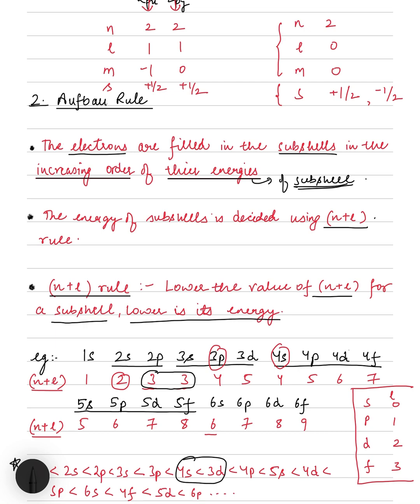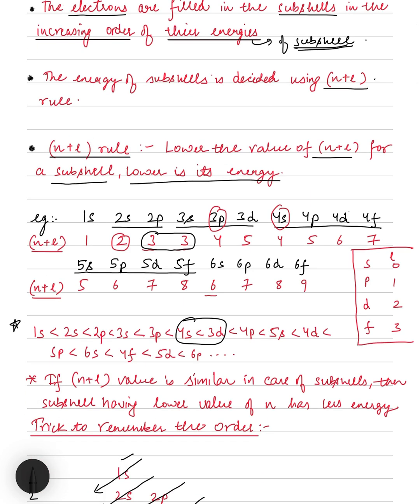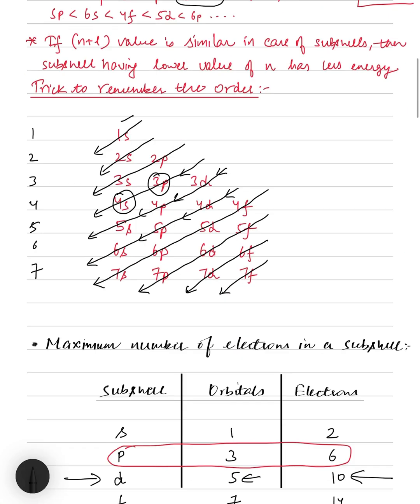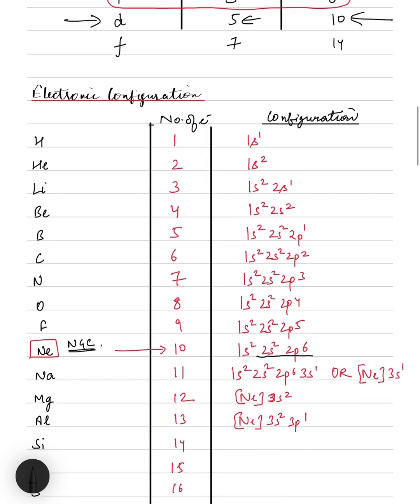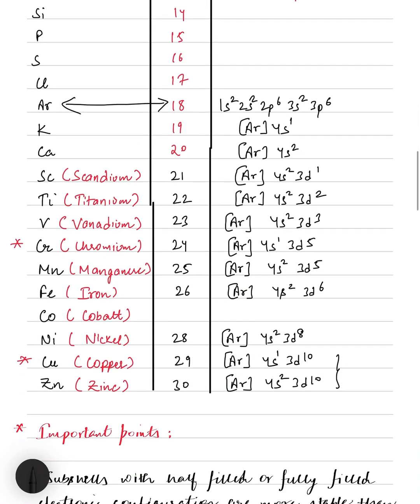We have found the n plus l values and arranged them in increasing order. Also, if two subshells have the same value of n plus l, then the subshell having the lower value of principal quantum number n will be filled first because it will have lower energy. So accordingly, we have used these concepts and we have done the configuration up to the element zinc.